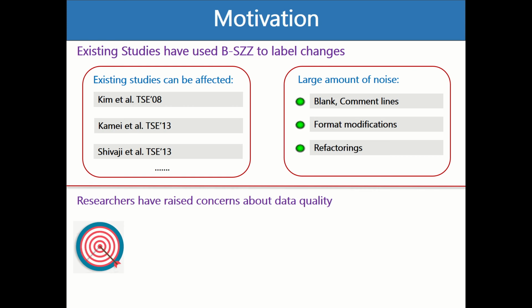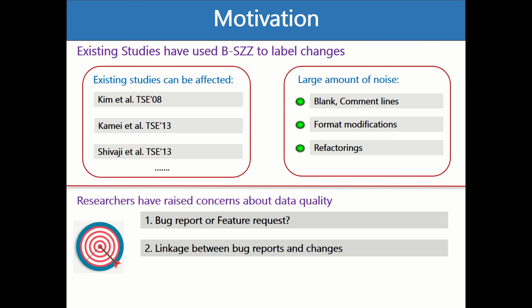In addition, researchers have raised concerns about the quality of data used by defect prediction models. For example, whether a bug report reports a real bug, whether the bug and fixing changes are linked, and tangled changes, that is, changes that not only fix bugs but also do other things. Thus, it is necessary to analyze the impact of mislabeled changes by SZZ on JiT defect prediction models.